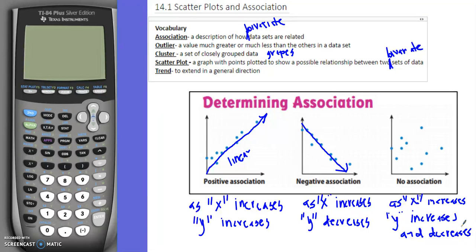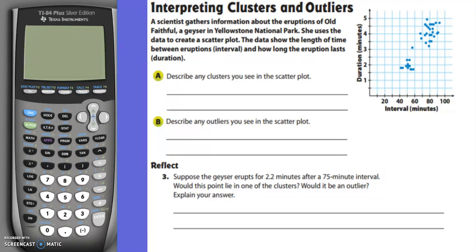All right, let's take a look at example 1. A scientist gathers information about the eruptions of Old Faithful, a geyser in Yellowstone National Park. She uses the data to create a scatter plot. The data shows the length of time between eruptions, the intervals, which is the X, the input, and how long the eruptions last, the duration. That's the Y, the output. Describe any clusters you see in the scatter plot. Okay, so we see some clusters here and here. So we have 2 sets of clusters.